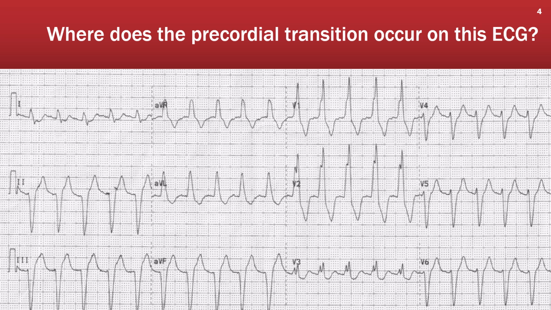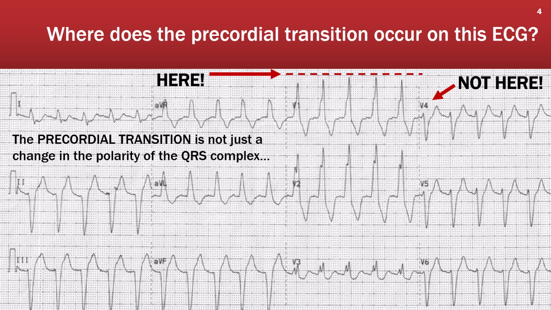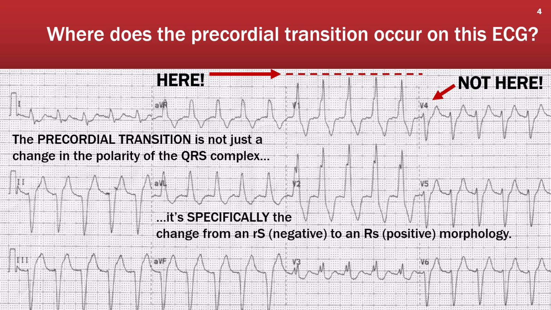Did you decide where the precordial transition occurred in this lead? It occurred right here, not here. I want you to be careful because the precordial transition is not just a change in the polarity of the QRS complex. It's specifically the change from a predominantly negative QRS complex to a predominantly positive QRS complex. This change occurred before lead V1.